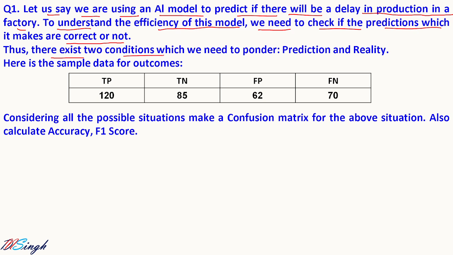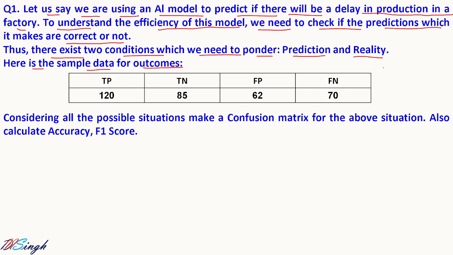Thus, there exist two conditions which we need to ponder, like prediction and reality. So we know already the output of an AI model is what? Prediction. And reality is what? We observe after getting the actual result. Here is the sample data for the outcome. Like TP means what? True positive. TN means what? True negative. FP means what? False positive. FN means what? False negative.